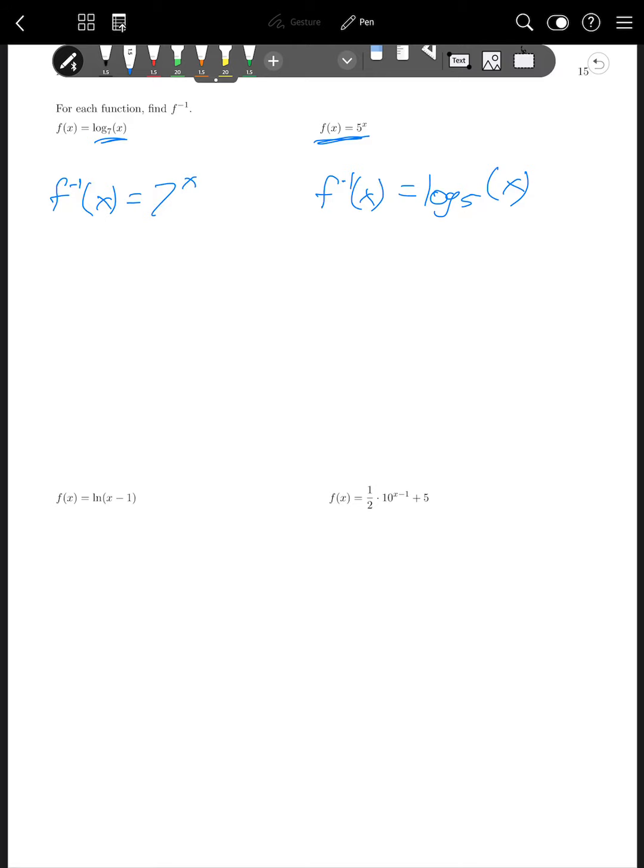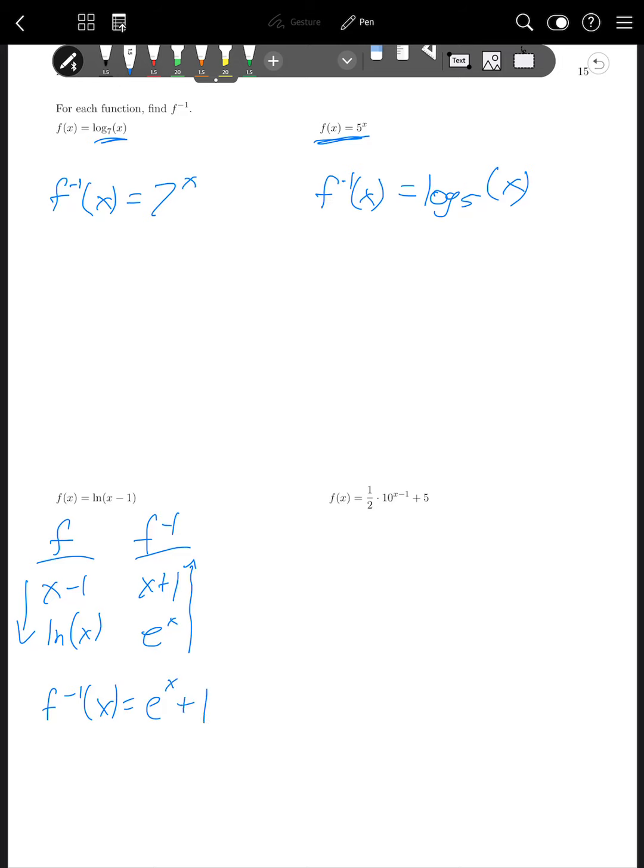Then these two are a little more complicated. So in this case, the first thing we do is subtract 1, and then we do the natural log of x. The inverse of subtracting 1 is adding 1. The inverse of natural log of x is e to the x. And now we're going to do them from bottom up. So f inverse of x is e to the x plus 1. Make sure it's really clear that that plus 1 is not in the exponent, because that would be a different answer. And then the last one has a lot of operations going on.